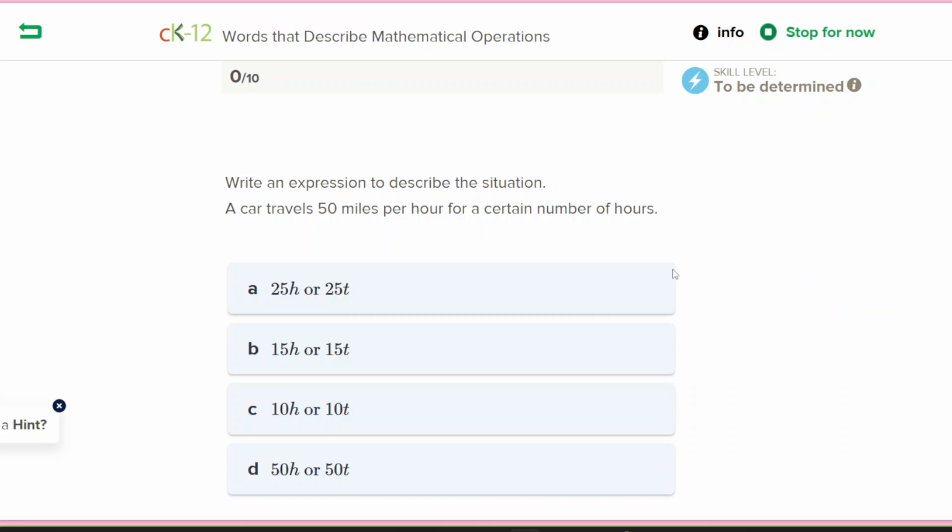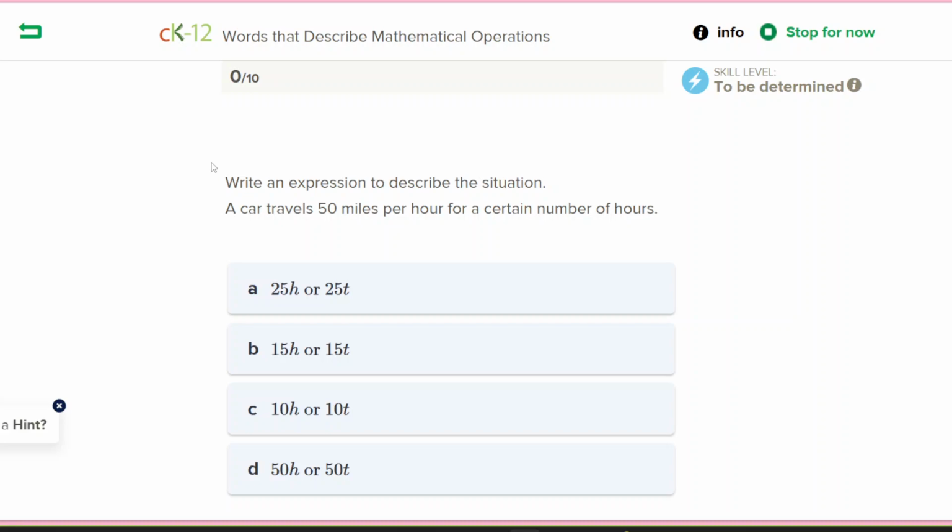So here we are in the adaptive practice titled Words that Describe Mathematical Operations. Now I will be going through just 5 of the 10 of these initial exercises here in this video. I would highly recommend that you check out ck12.org, their Algebra 1 text yourself, and you can practice to your heart's content. Even after you've finished all 10, you can continue practicing afterwards.